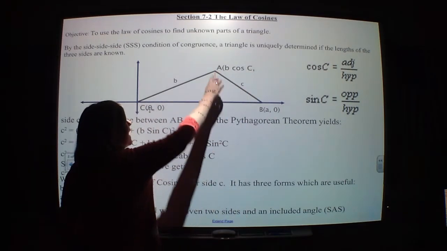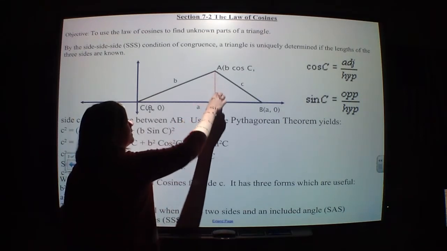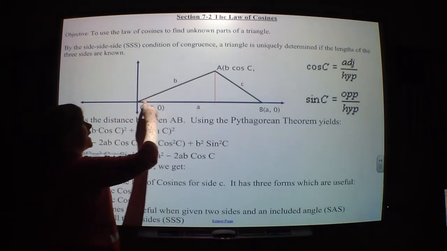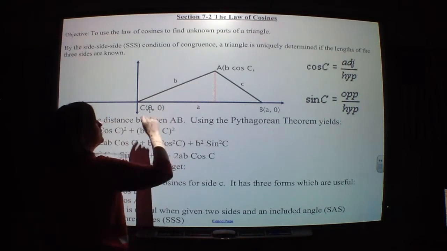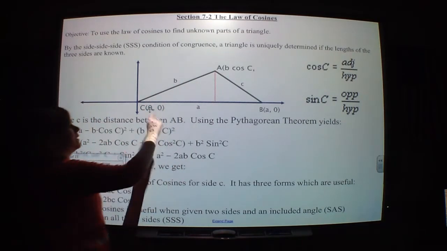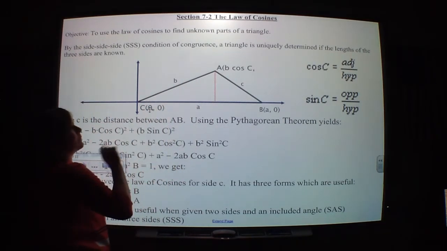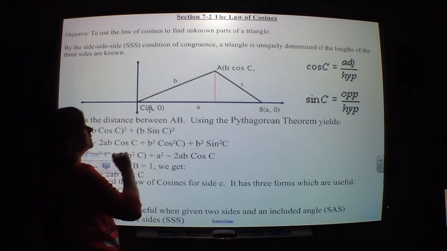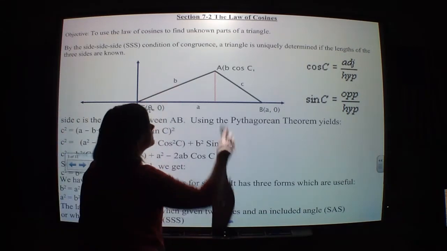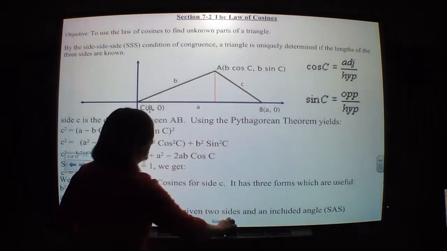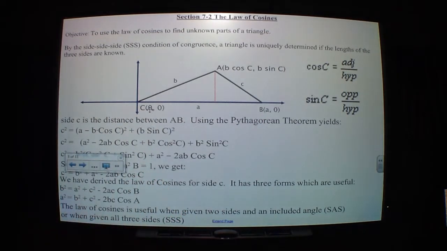This distance, this opposite side, is my y. If I use sine, I have opposite over hypotenuse. If I solve for the opposite, I have hypotenuse times sine of c, so b sine of c. So there's that point. Now I'm going to use those points and use the fact that I drew two right triangles and use the fact that a leg squared plus a leg squared equals a hypotenuse squared.